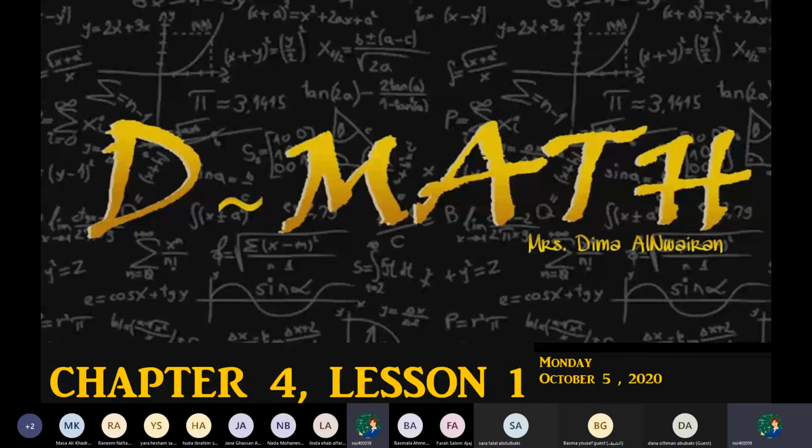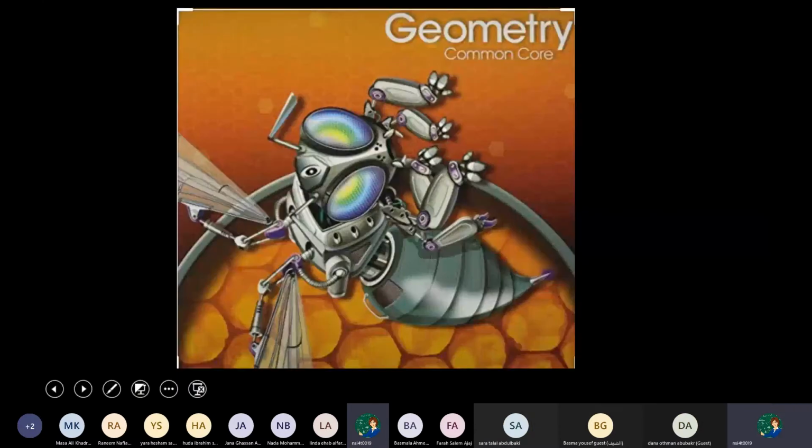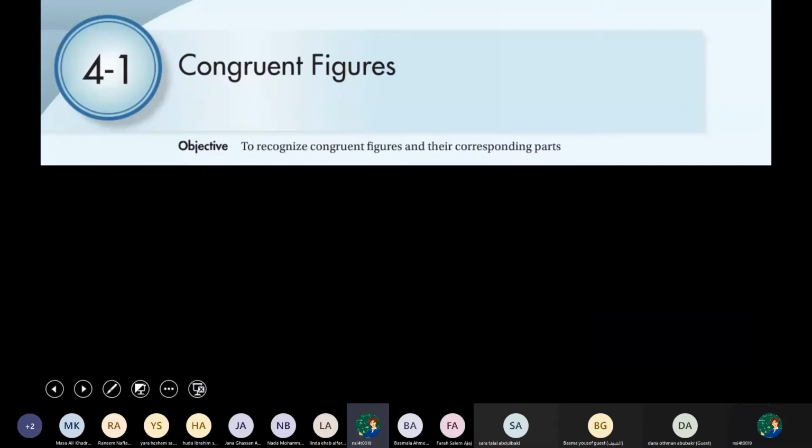Today we will go to the geometry book, and we will start with chapter 4. Our lesson is talking about congruent figures. Here we learn how we can recognize if these figures are congruent or not by comparing each of their corresponding parts.